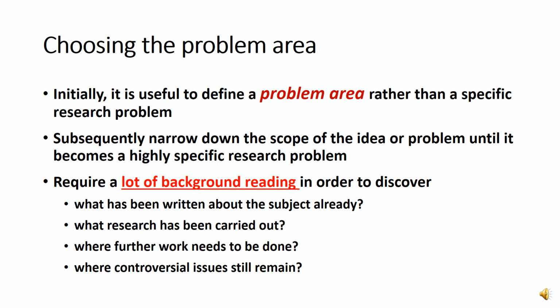That may be, for example, the economic aspects of COVID-19, housing and homelessness, corporate leverage decisions, stock market investments, and so on. Your aim should be to subsequently narrow down the scope of the problem until it becomes a highly specific research problem. This narrowing process will require a lot of background reading in order to discover what has been written about the subject already, what research has been carried out, where further work needs to be done, and where controversial issues still remain.